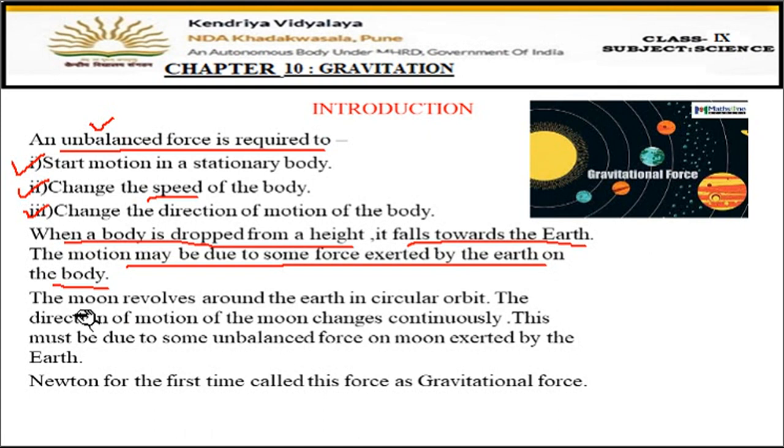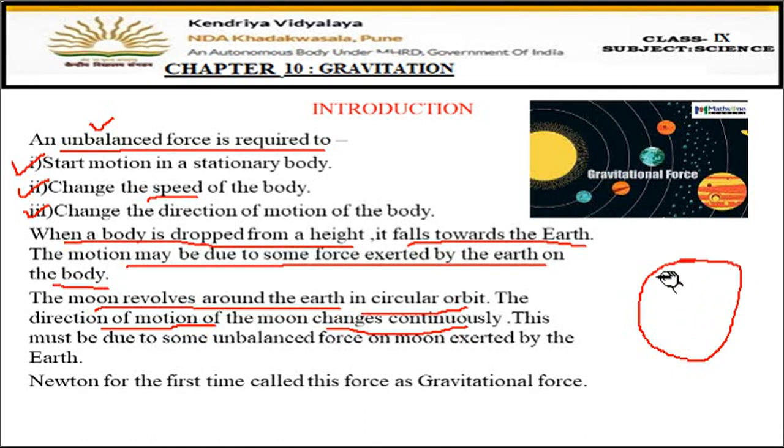Then another example: the moon revolves around the earth in a circular orbit. We all know that planets revolve around the sun and satellites revolve around the planets. So the moon is the natural satellite of the earth and it always revolves around the earth in circular orbits. Now the direction of the moon always changes continuously, right? When the moon is moving around the earth, at every point its direction of motion is changing. When you draw a circle, at each point the direction of the motion is changing. If it is straight, the direction is the same, but when it is circular, at every point the direction of motion is changing.